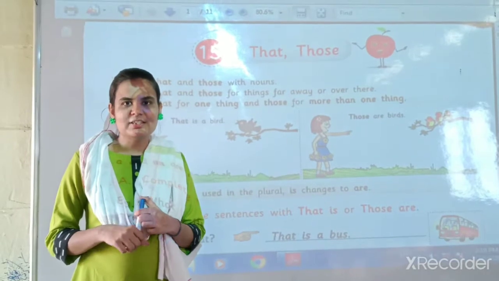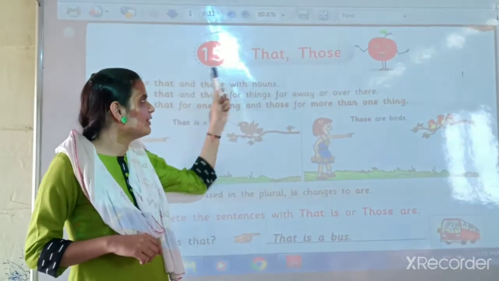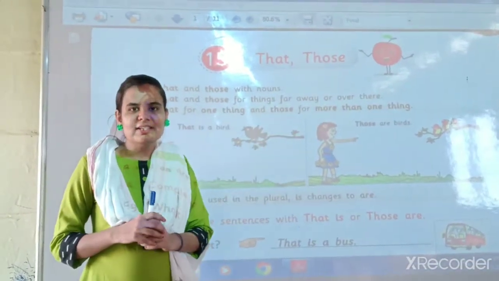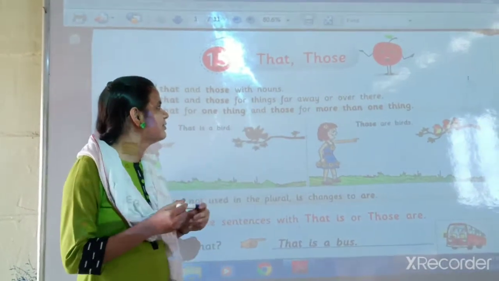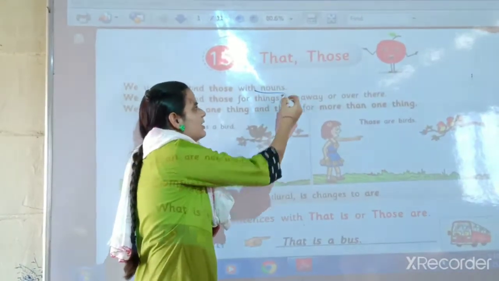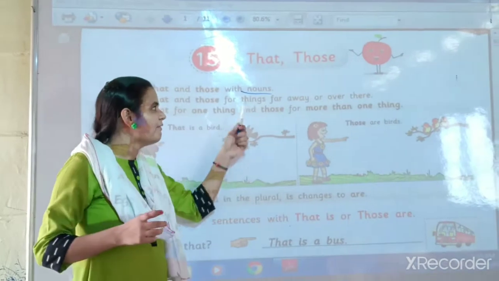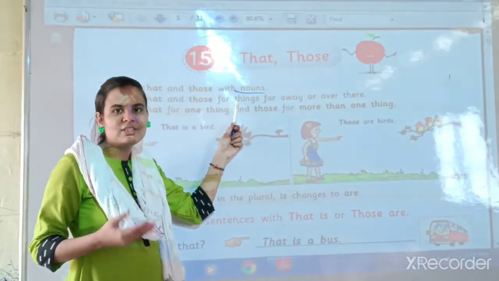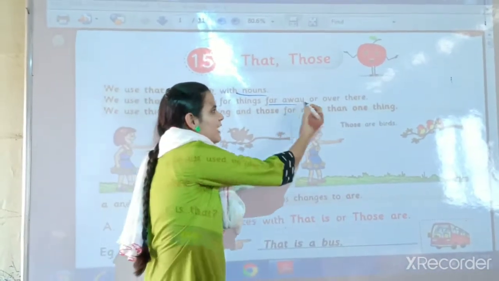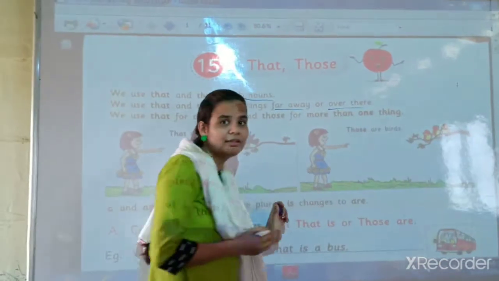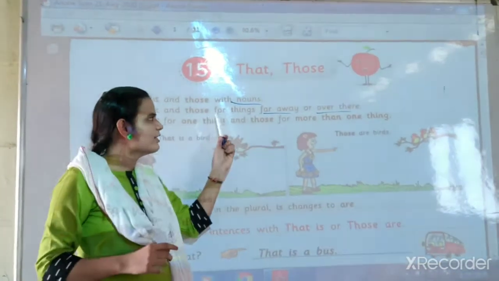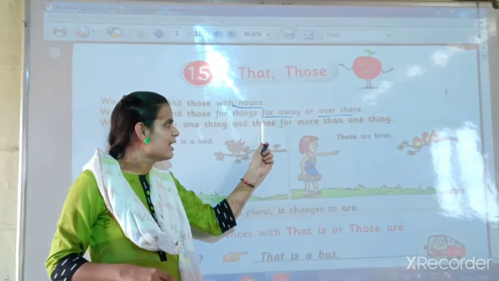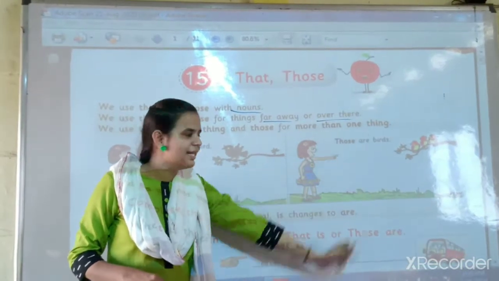We are going to start a new lesson, that is lesson number 15, that, those. These words are used with nouns. We use these words to denote the things whether they are far away or over there.